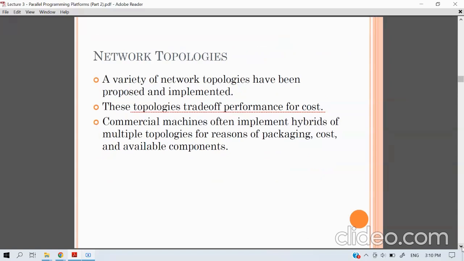So let's move on to network topologies. There are many kinds of network topologies. These topologies trade off performance for cost. It might reduce the performance of the parallel computing, or increase the cost of constructing the network. Commercial machines often implement hybrids of multiple topologies for reasons of packaging, cost, and available components.